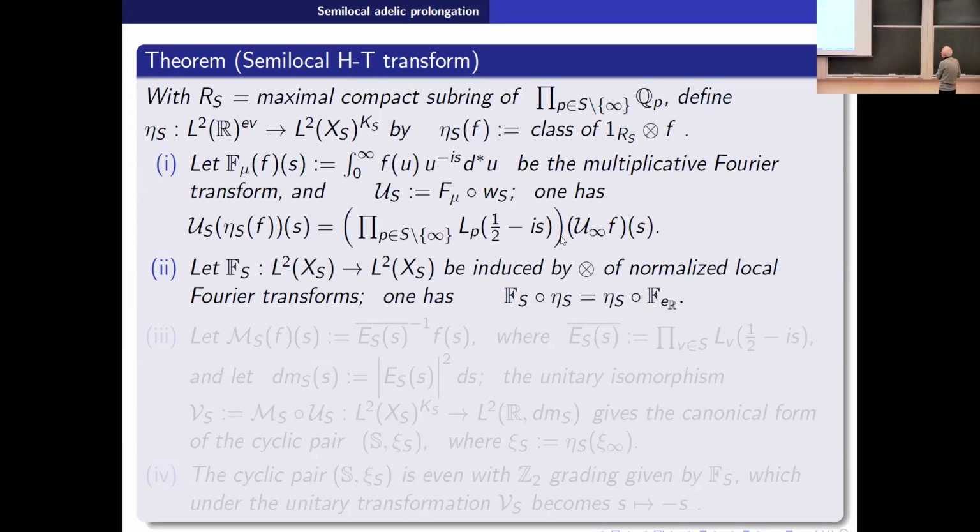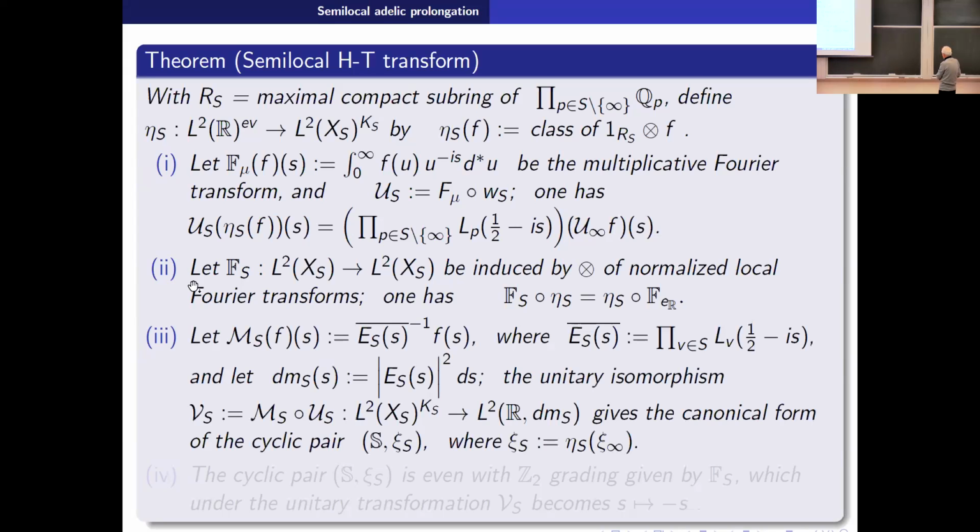Well, U is not the Hardy-Titchmarsh yet, it's B. B is the Hardy-Titchmarsh. It will become clear on the next transparencies. But in between, this map is equivariant with respect to the Fourier transforms.